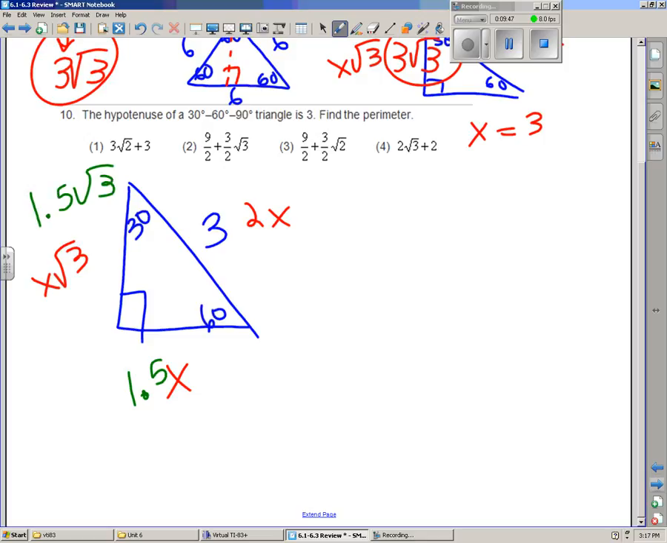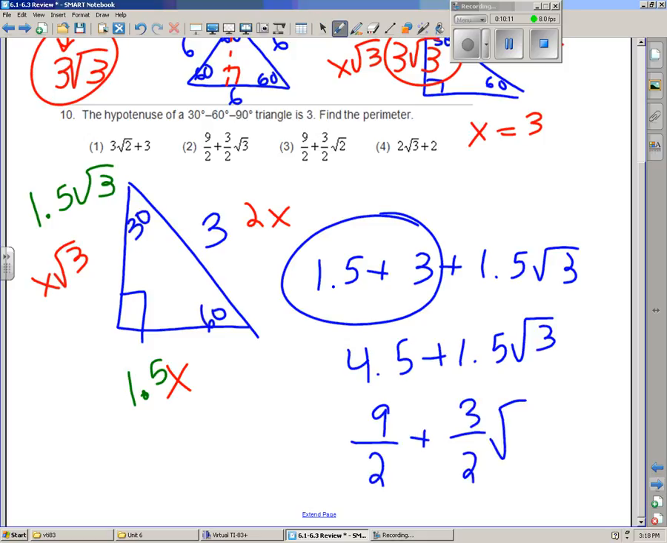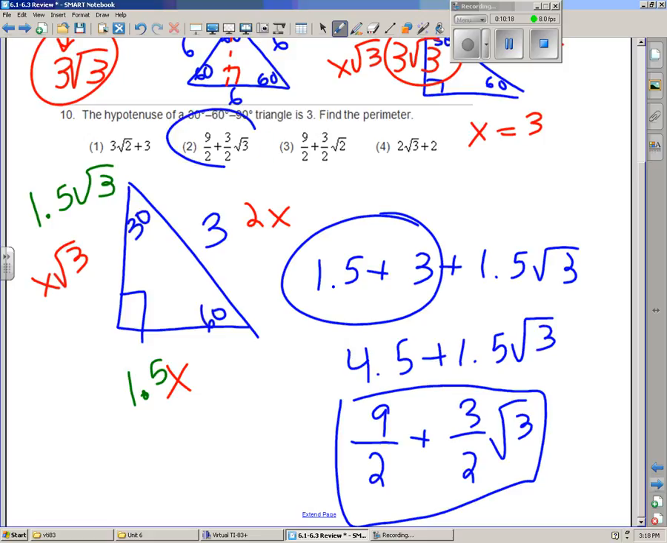Well, I need to add up those pieces. I've got to add 1.5 plus 3 plus 1.5 rad 3. That's 4.5 plus 1.5 rad 3. Well, they don't give me decimals, but I know 4.5 is just 9 halves, and I know 1.5 is just 3 halves. 9 halves plus 3 halves root 3, and this becomes choice 2.